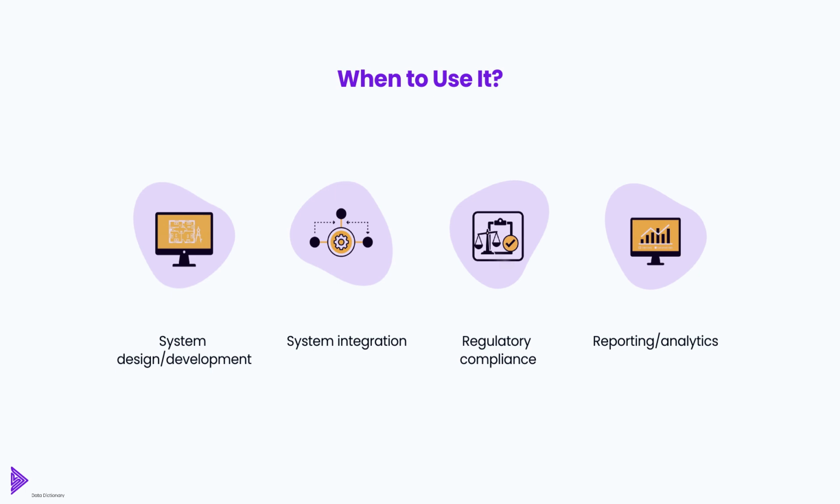When should you use a data dictionary? Use it during system design or development. Define all your data before coding begins. Use it when integrating multiple systems. It keeps fields and formats aligned so nothing breaks. Use it for regulatory compliance. A dictionary ensures every mandatory field is captured and standardized. And use it in reporting and analytics projects. It guarantees consistent metrics and KPIs across teams. Basically, anytime your data is being touched by multiple people or multiple systems, a data dictionary is your best friend.